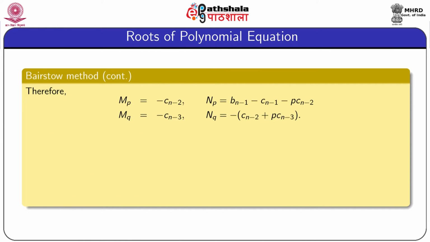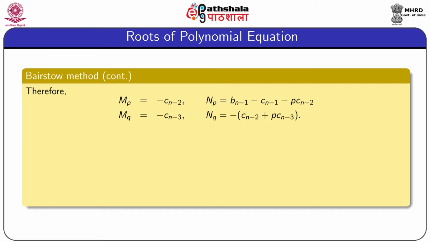Therefore, the partial derivative of m with respect to p is equal to minus c_{n-2}, partial derivative of m with respect to q is equal to minus c_{n-3}, and partial derivative of n with respect to p is equal to b_{n-1} minus c_{n-1} minus p into c_{n-2}, and similarly the expression for n_q is equal to minus of c_{n-2} plus p into c_{n-3}.